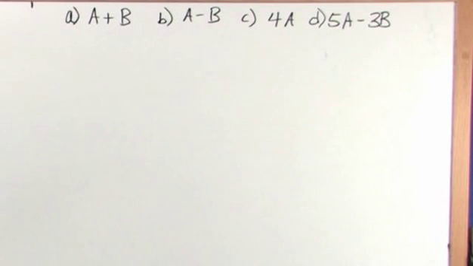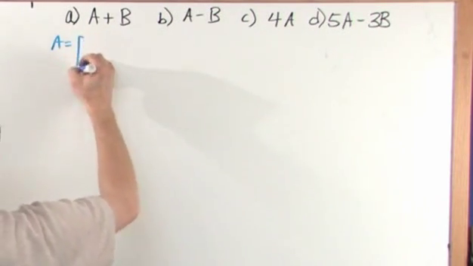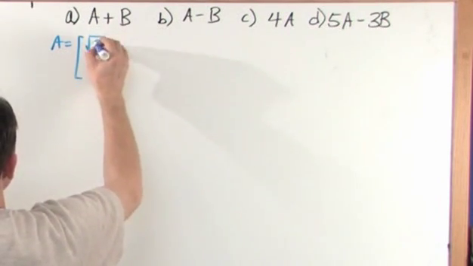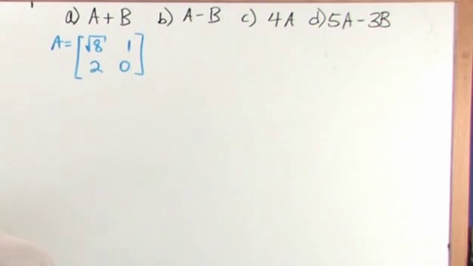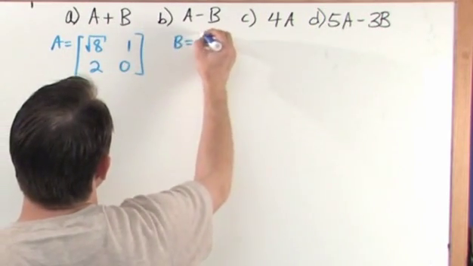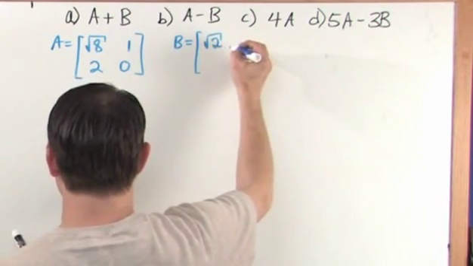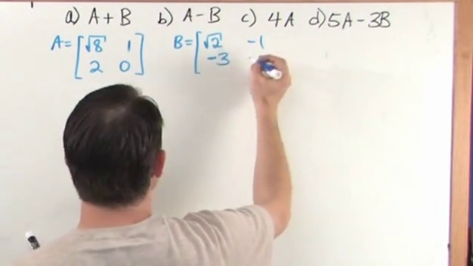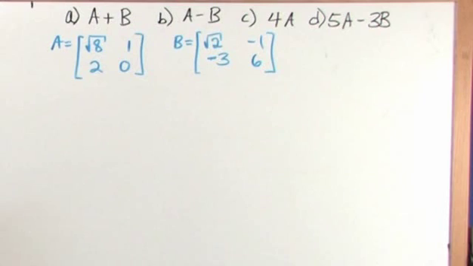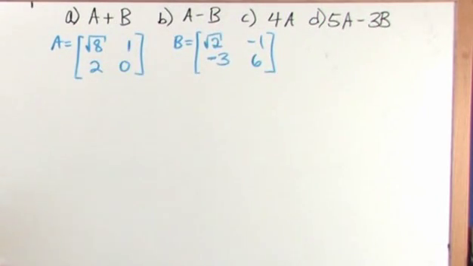Okay, now for the next problem, let's say the matrix A was given by this thing here, square root of 8, 1, 2, 0. Okay, and matrix B was given by square root of 2, negative 1, negative 3, and 6. Okay, so again, don't get upset because there's a square root in there. I mean, those are just numbers. The square root of 8 is a number. The square root of 2 is a number. These are just numbers in here. There's nothing more to it than that.